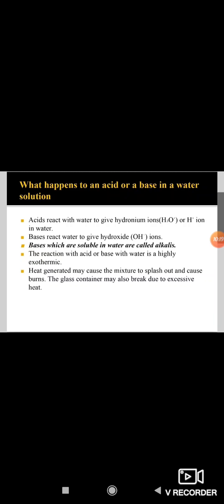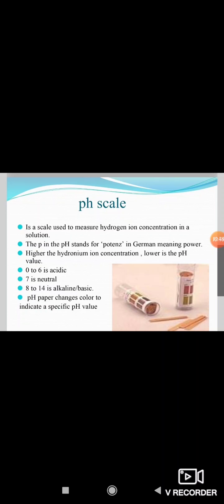The universal indicator shows different colors at different concentrations of hydrogen ions in a solution. A scale for measuring hydrogen ion concentration in a solution, called the pH scale, has been developed.